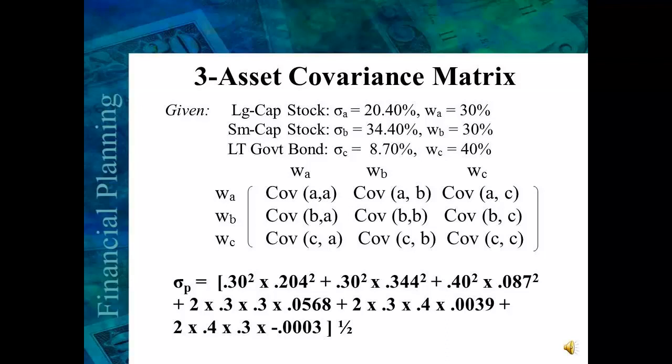That is equal to 0.3 squared times 0.204 squared. The next two terms are the squared weight of asset B times the variance of asset B, and the squared weight of asset C times the variance of asset C. The last three terms are 2 times the weight of the first asset times the weight of the second asset times the covariance of the two terms. Covariance equals the standard deviation of the first asset times the standard deviation of the second asset times the correlation coefficient. Let's continue to look at these calculations on the next chart.